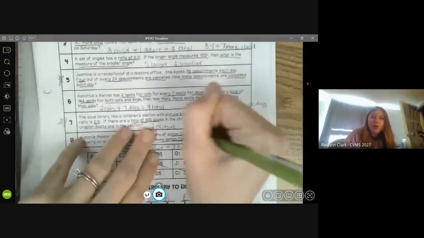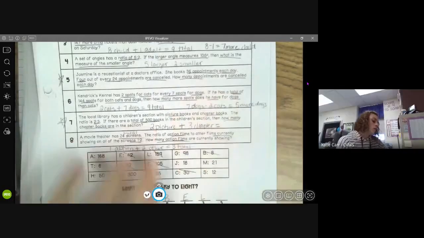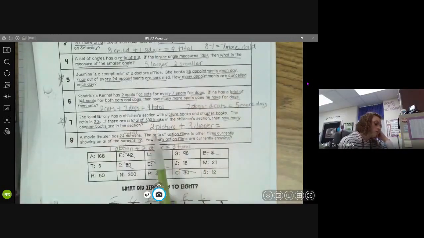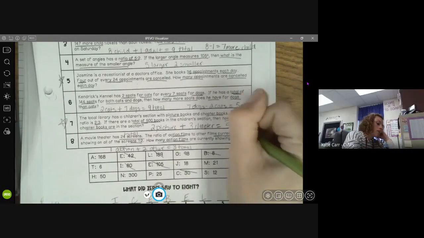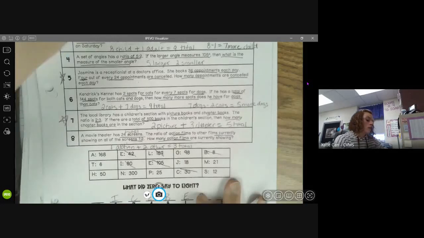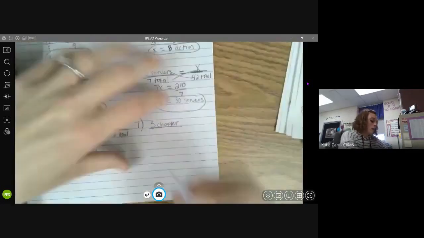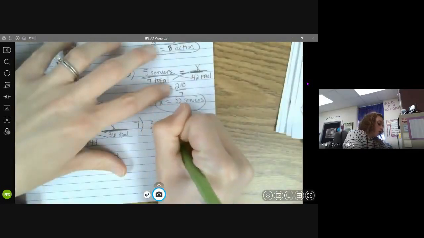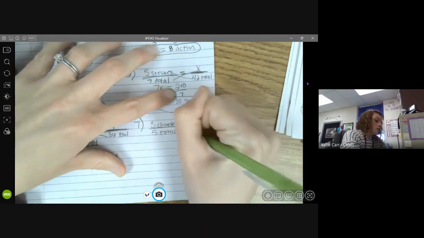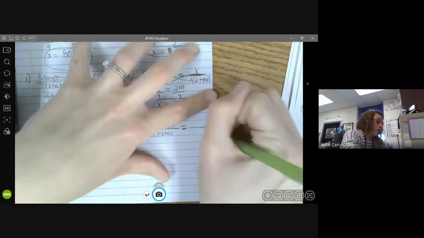I need a total here. Oh, your total is. So how many books, though, total? 500. Well, that's the total in the whole thing. But out of the picture books and chapter books, how many total? I'm going to have to add here. 5. Right, so 5 total. And then I'm going to write that on the bottom over here. 5 total.